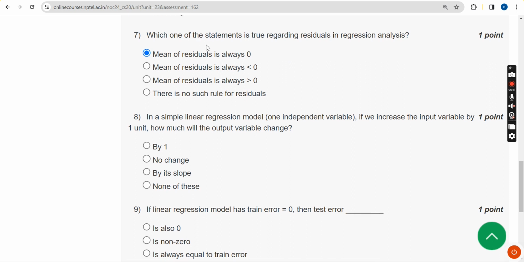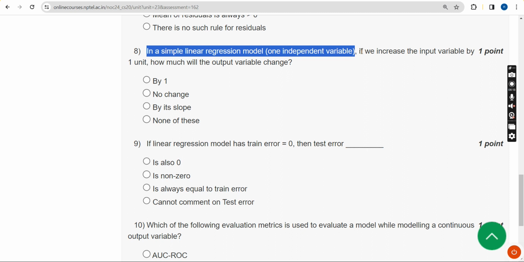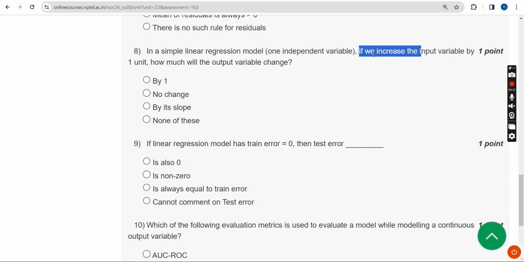Next, moving on to the eighth one. In a simple linear regression model with one independent variable, if we increase the input variable by 1 unit, how much will the output variable change? For the eighth question, the probable answer is the third option, by its slope.